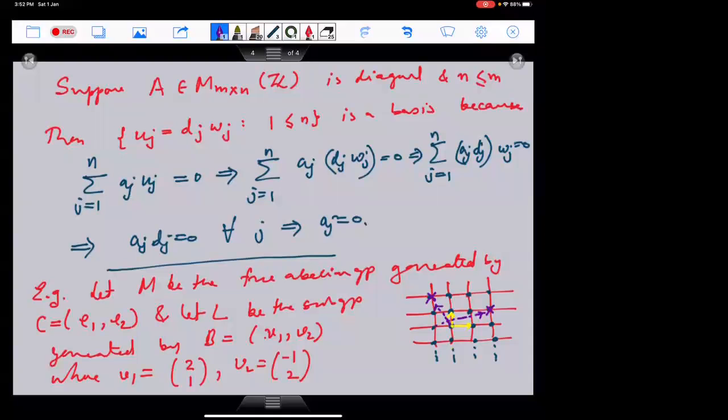So they will generate a subgroup of M, the Z linear combinations, that is L, and it is a subgroup of M. So that is not a problem. That B is in fact a basis; that B is linearly independent is not a problem.